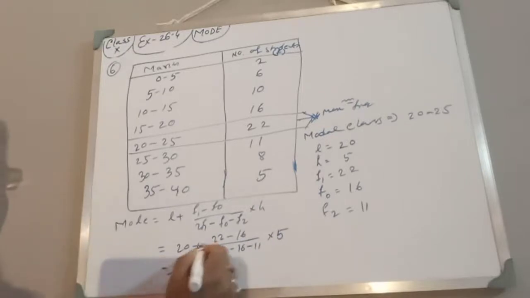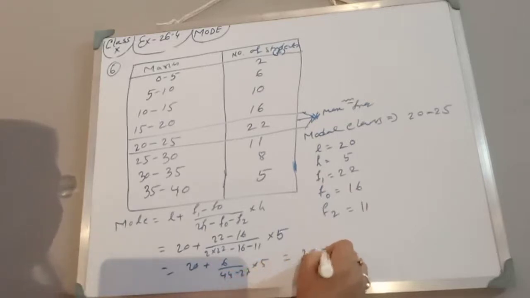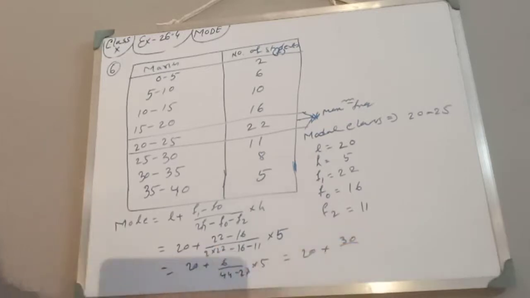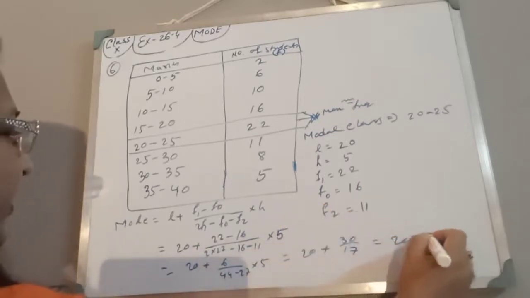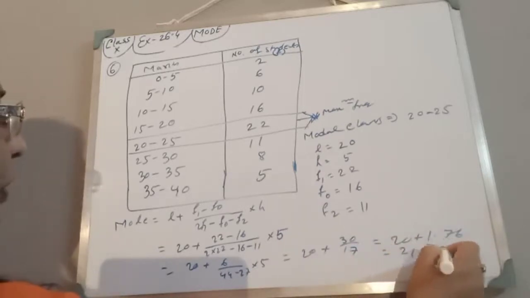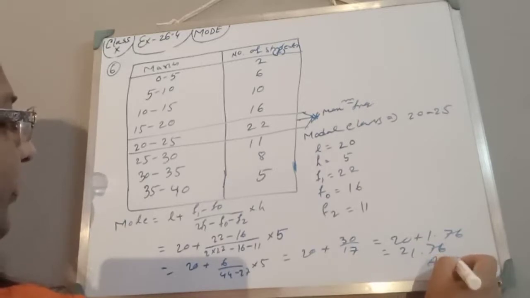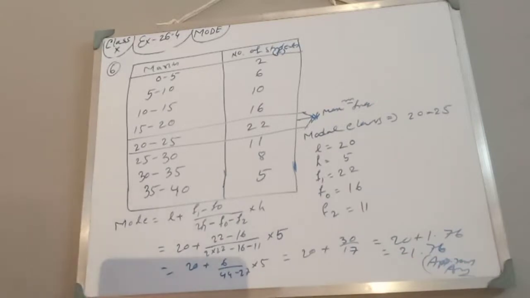Now 22 minus 16 gives us only 6. So it's 6 by, and this is 44 minus 27, into 5. So what will we write? 20 plus 30 by (44 minus 27), that gives us 17. So 30 by 17 is equal to 1.76. So better write 1.76 here, and 20 plus 1.76 means 21.76. That is also an approximate value. This is the answer. Sum number 6 done.